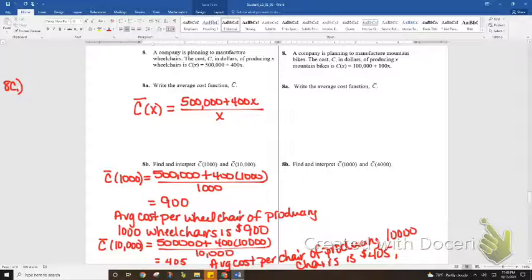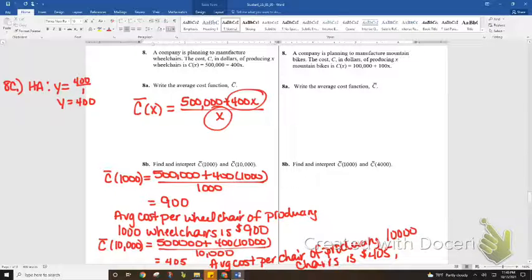Alright, so the horizontal asymptote, just look at 8A. Where's the highest power of x? It's on both, right here and right there. So we know it's going to be y equals a over b. So a is the 400, b is the 1. So we get that it's going to be 400.